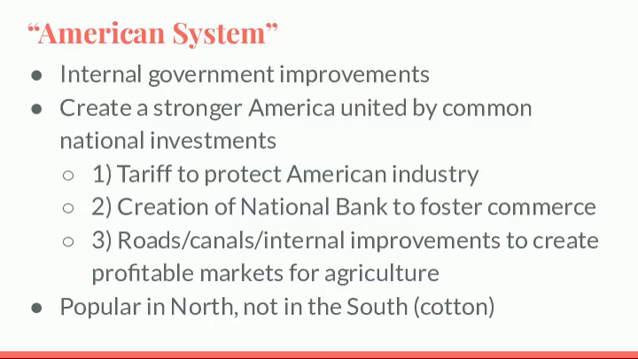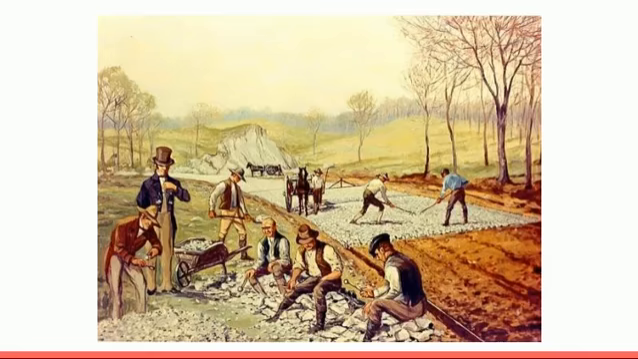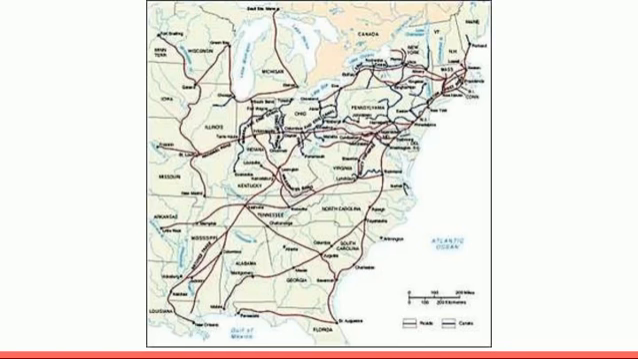The first national bank dies shortly after McCulloch v. Maryland, and we need a new national bank to create new commerce. And third, I would go ahead and star this, roads and canals get massively introduced. Basically, anything we can do to create a trade-based economy that can benefit us. Now, I want you to look at this map. This is all the roads that come out of the American System.